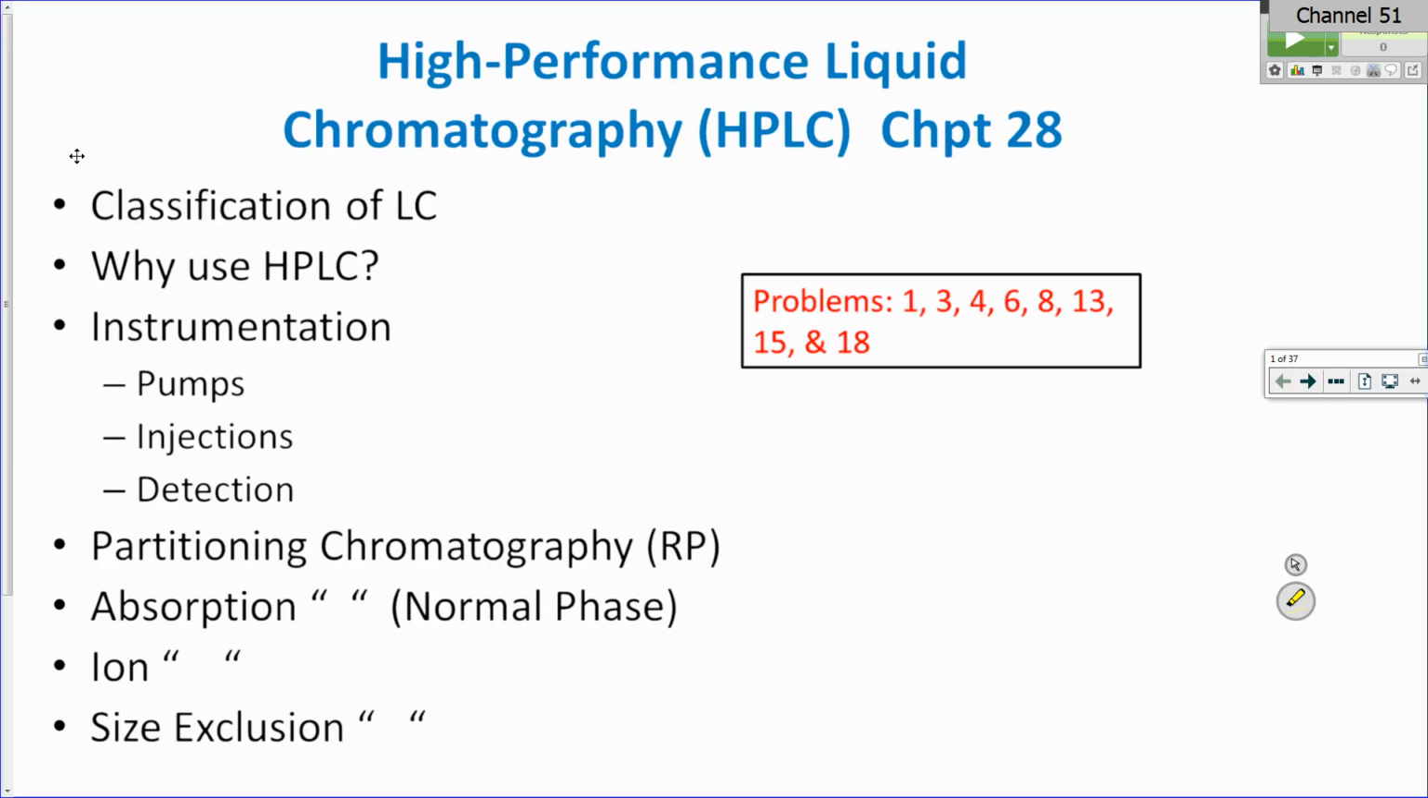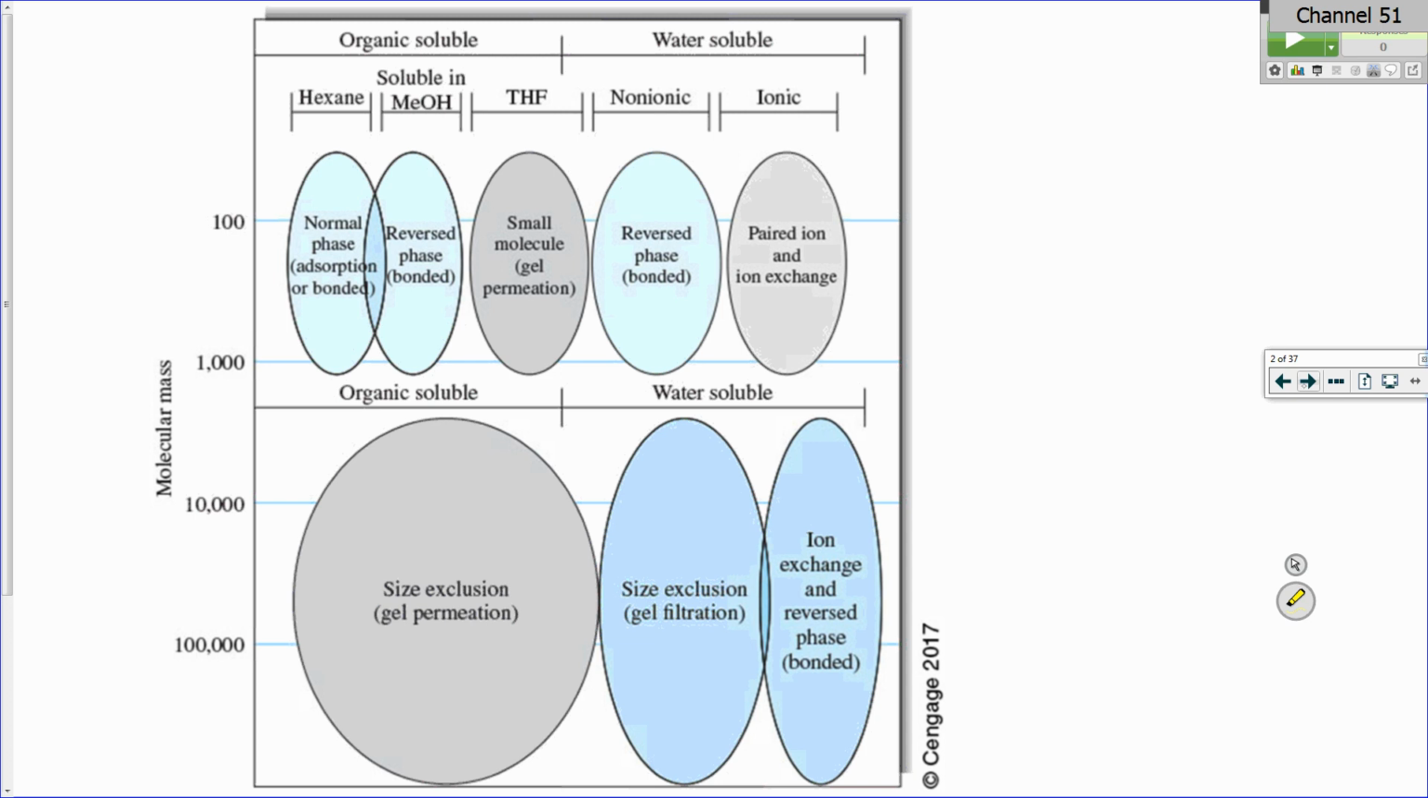So, topic of 28 is HPLC. We're going to talk about the classification of HPLC, why it's necessary to use it, a little bit about the instrumentation, and I think I actually mixed these up a little bit. Pumps, injection, detection, and then talk a little bit about the different types of chromatography, and absolutely minimal about these last two, but we're going to talk about reverse phase and normal. Reverse phase is by far the most common mode of liquid chromatography in HPLC. A few problems to suggest you look at before the exam tomorrow.